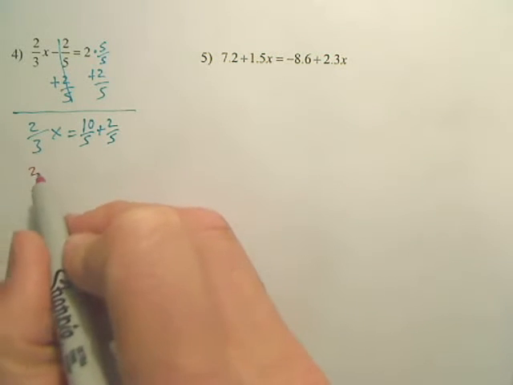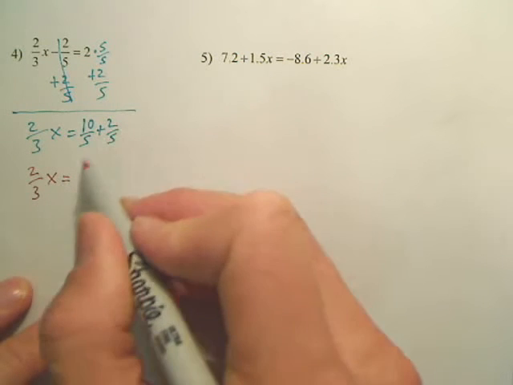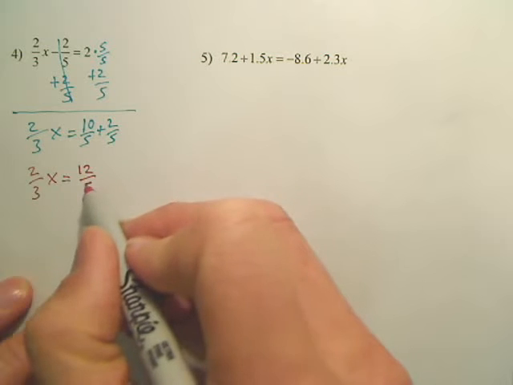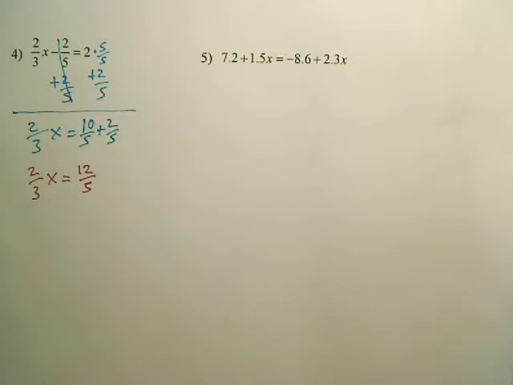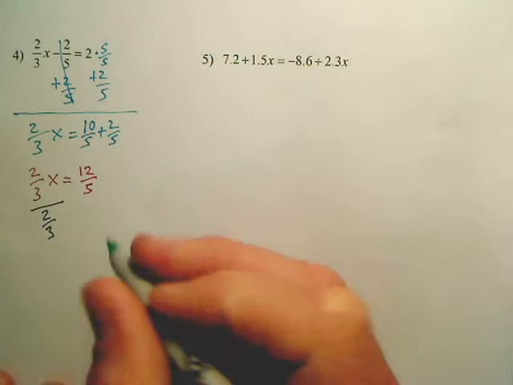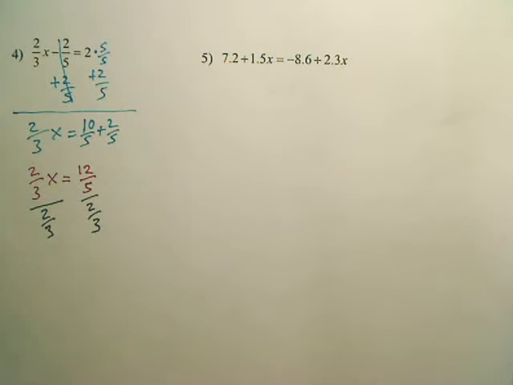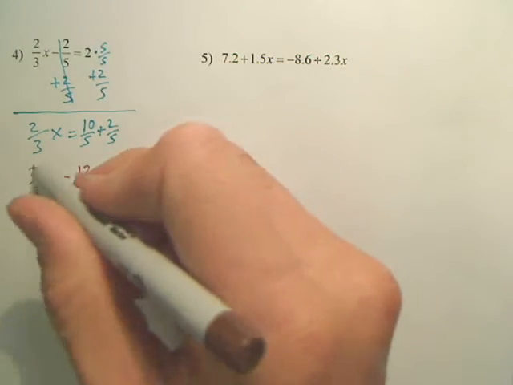Okay. So that would be 2/3 x equals, add the tops, 12/5. Now, how do we get rid of that 2/3? You divide by 2/3. Now, there will be a shortcut you'll see in a second, but if we simply divide by 2/3, what you'll realize when we do this is it will cancel, leaving you x.